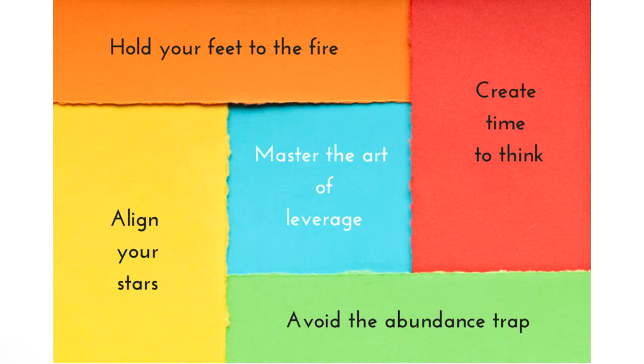The third element, align your stars. This is about resource alignment, clear goals, prioritize, reward the behaviors. The fourth element is hold your feet to the fire. It's about accountability, the gap between intention and behavior, the failure to follow through. It's about discipline, it's about measurement, and it's about success criteria.